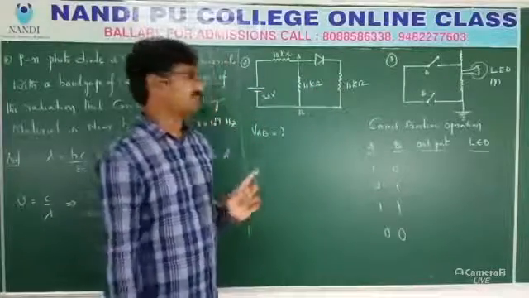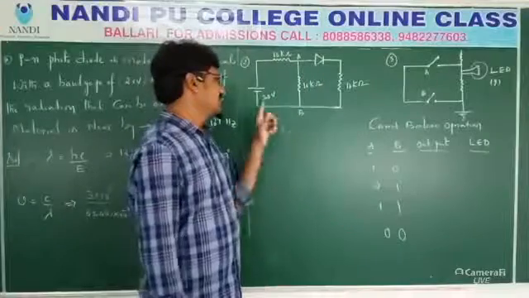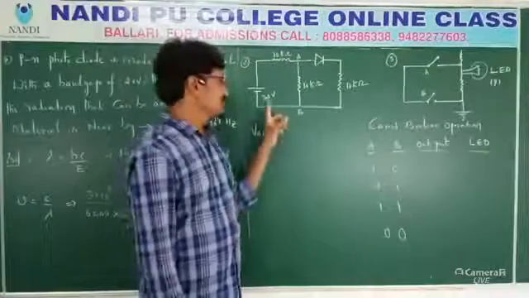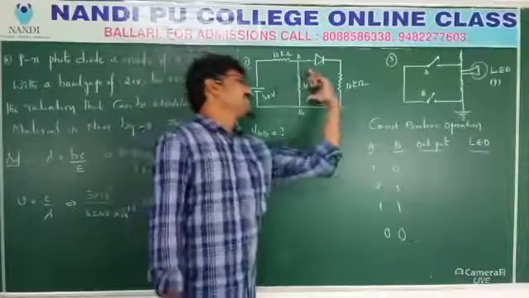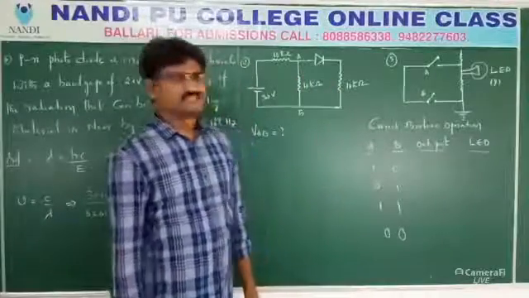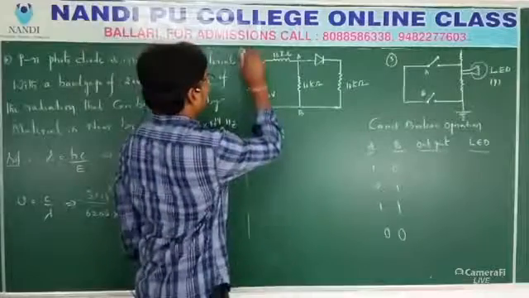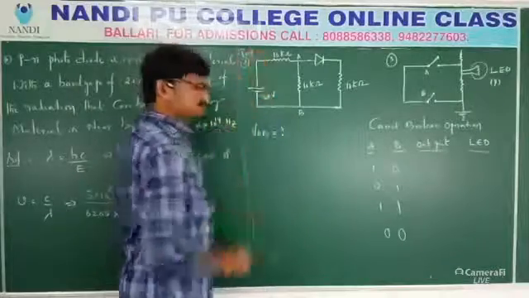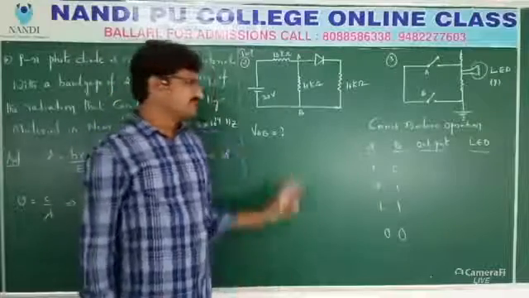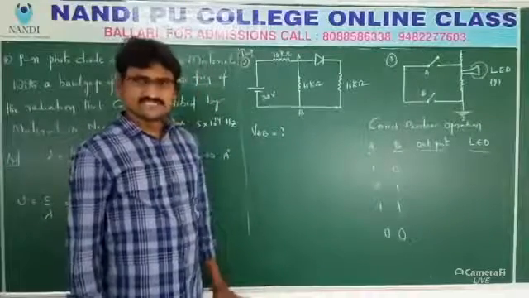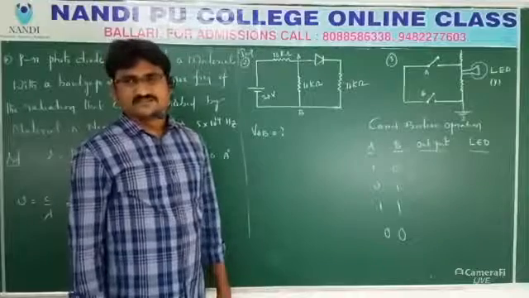3 resistors are there. 1 diode is there. 1 cell is there. 30 volts. We have to find out VAB, the potential difference, which is very, very important for all competitive exams, whatever it may be, JEE or NEET. It's a very standard question, the circuit simplification type.